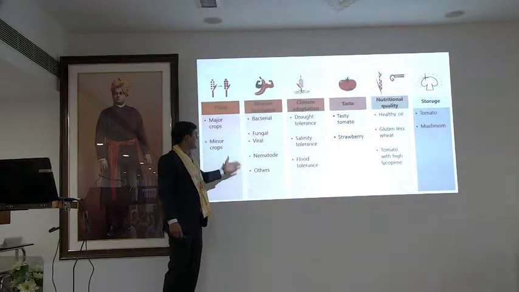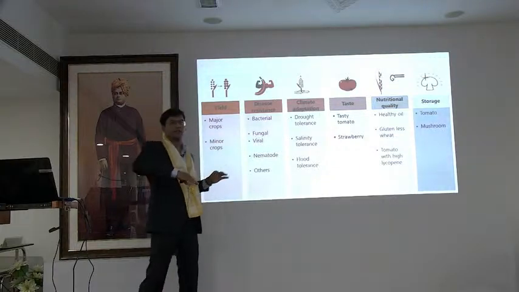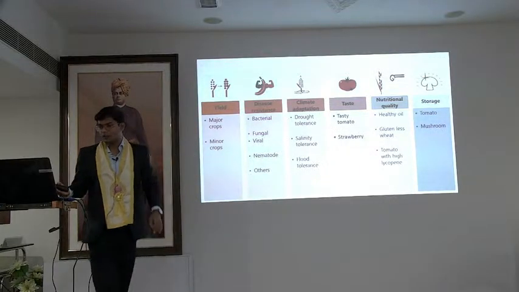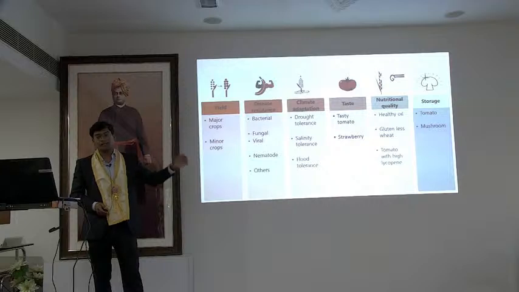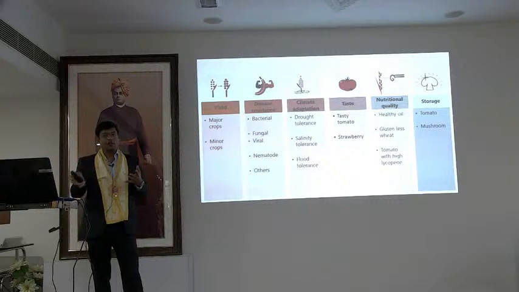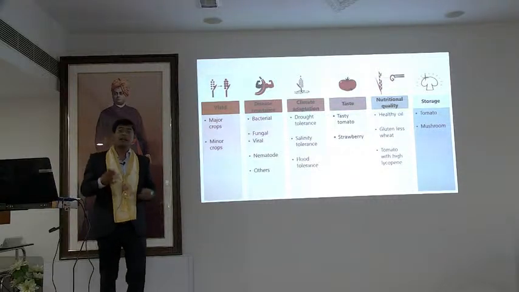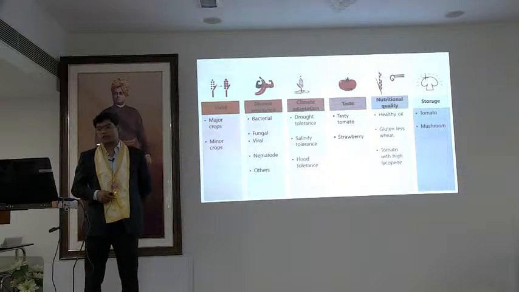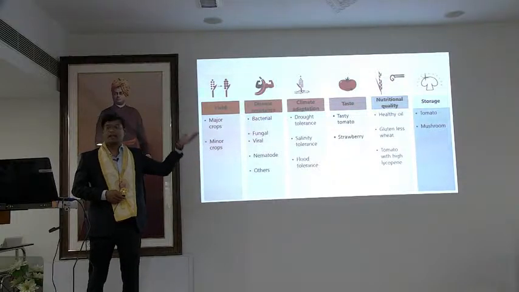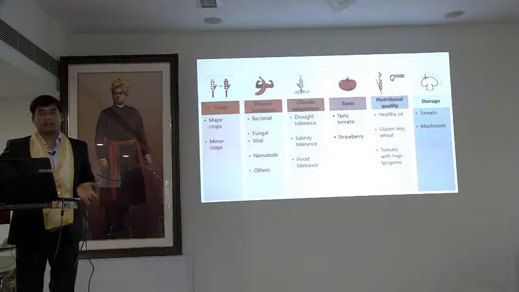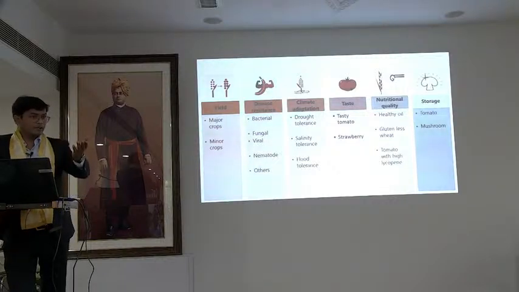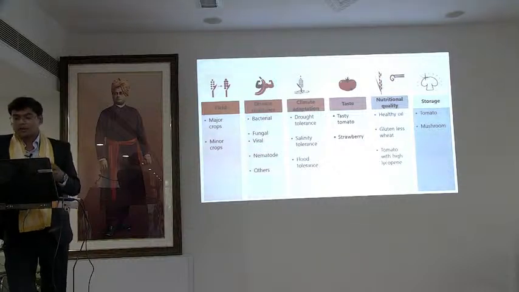Disease resistance: bacterial, fungal, viral, nematode and others, a lot of different aspects of disease resistance can be developed in plants with genome editing tools. Climate adaptation or climate resilience, like drought tolerance, meaning very low amount of water, salinity tolerance and flood tolerance plants are also being developed with genome editing. Taste: tomato taste enhancing, strawberry sugar content enhancing, and nutritional quality also, healthy oil in soybean, glutenless wheat, tomato with high lycopene, that is anti-cancerous, and storage also.